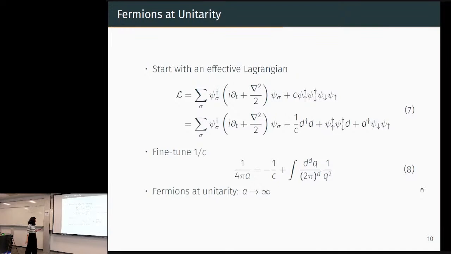So now this is just a Lagrangian for fermions with point-like interaction. I introduce a Hubbard-Stratonovich field D, and then I fine-tune this C. What one would do here is calculate the dimer propagator. This D is what I call the dimer. Calculate the dimer propagator and then fine-tune C such that it always cancels the huge divergence. And when I take A to be infinity, that's when we are at unitarity at this non-trivial fixed point.